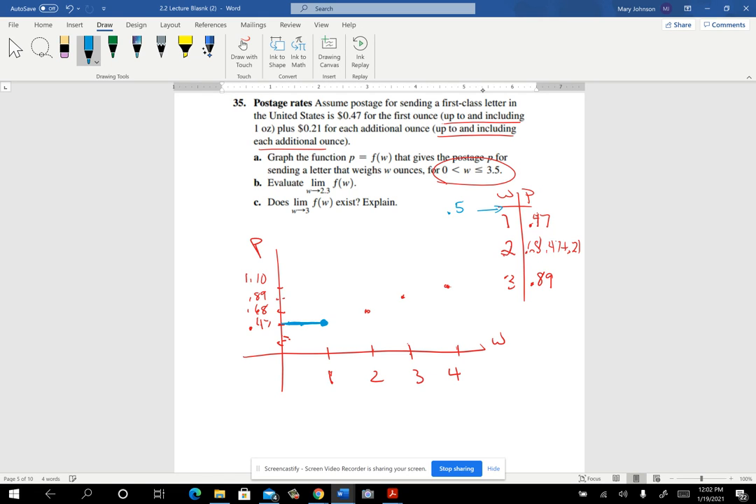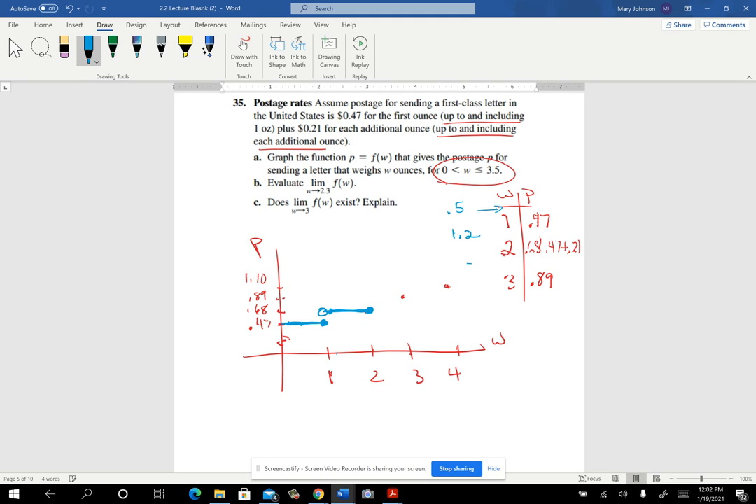All right, and then like say you go over the 1 and you go to 1.2 ounces. Okay, you'd pay 47 for the first ounce, and then you'd pay 21 cents. Sometimes they say it this way, for each additional ounce or part thereof. Okay, so for that extra little piece, you're still going to have to pay 21 cents. So 1.2 would still be up here at 68. Anything just past 1 all the way to 2 would be 68. Open circle on this end, closed circle on that end.